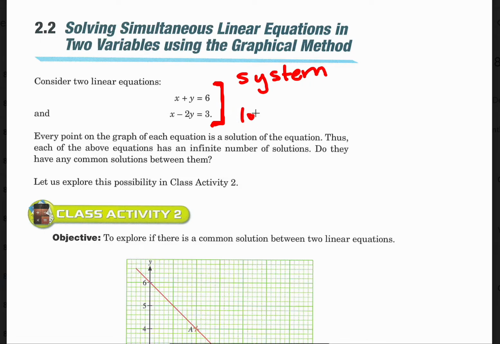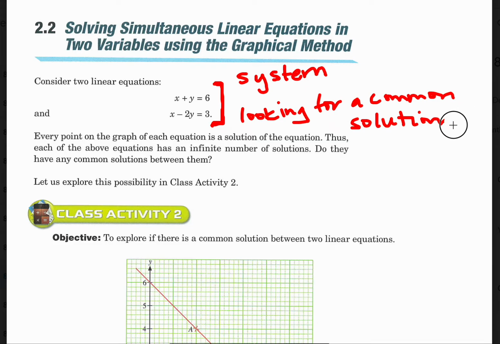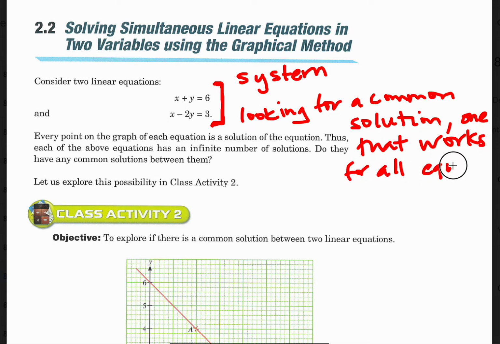So we are looking for a common solution. So one solution that works for both or all of the problems, because sometimes you can get, let's say, three equations together. So please make sure that you have this in your notes. So one solution that works for all equations.